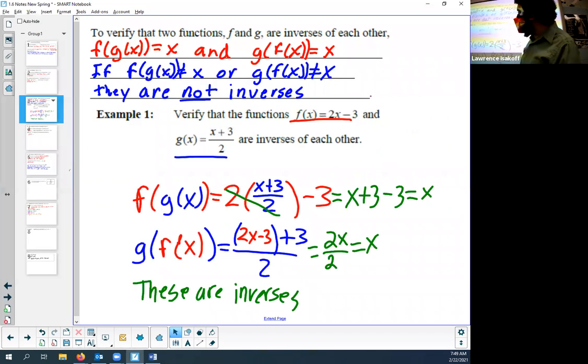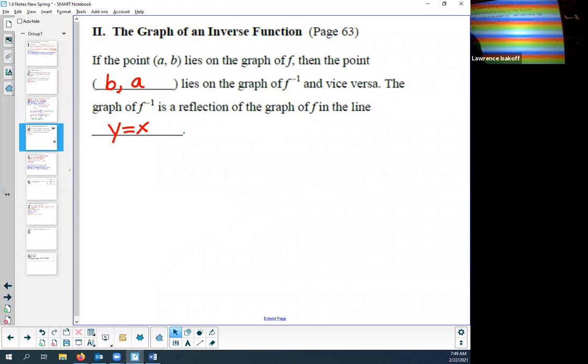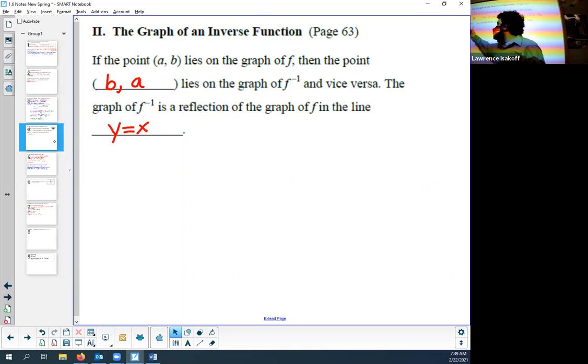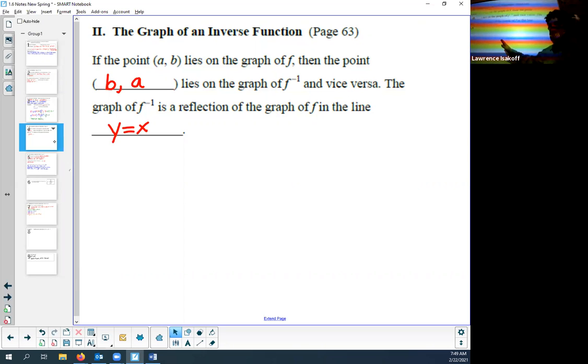Okay, so let's continue on. If a point (a, b) falls on f of x, that means the point (b, a) is on the inverse, and it is reflected over the line y equals x. So that's just what I was talking about, that reflecting over the line y equals x. If it's reflected over that line, they are inverses.